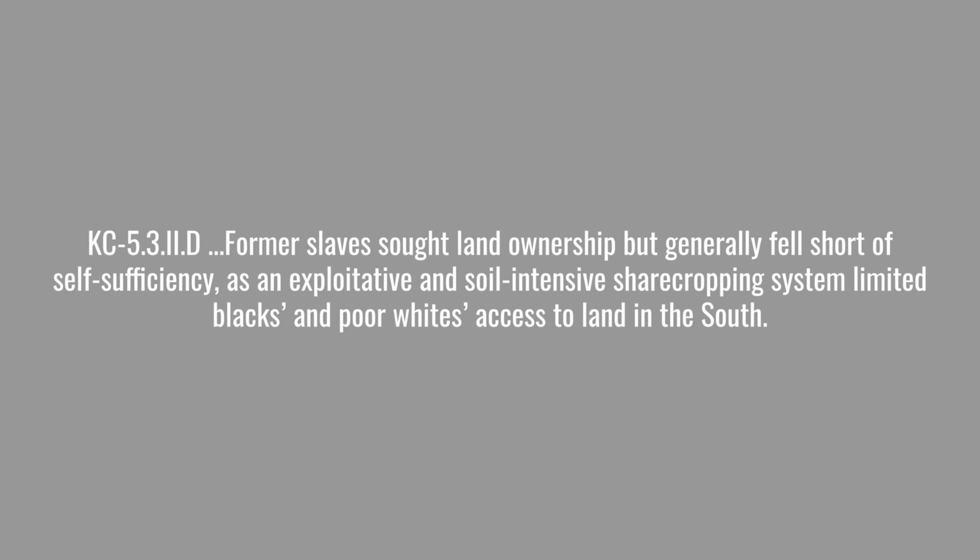Despite owning the majority of the land in the South, whites still needed labor, and they go looking to the people who had provided that labor prior to the Civil War. So the next part of the key concept delves deeper into the forms of labor white plantation owners turned to. Tenant farming and sharecropping. It says former slaves sought land ownership but generally fell short of self-sufficiency, as an exploitative and soil-intensive sharecropping system limited blacks and poor whites access to the land in the South.